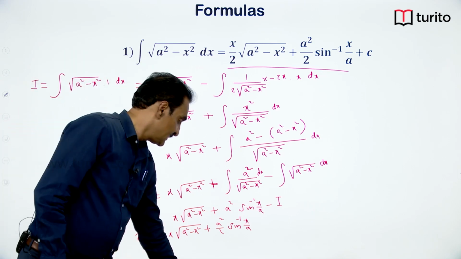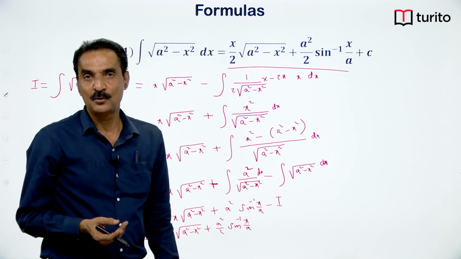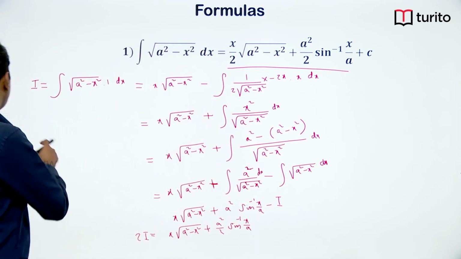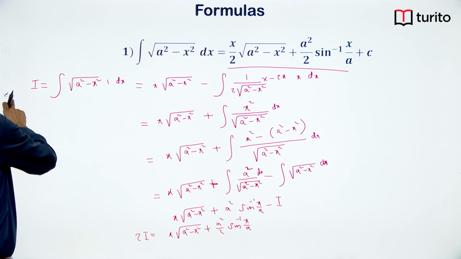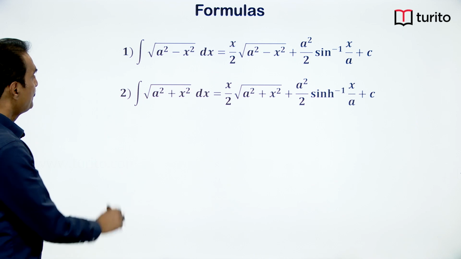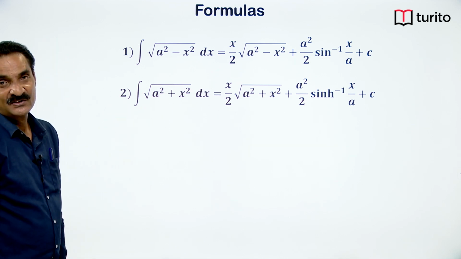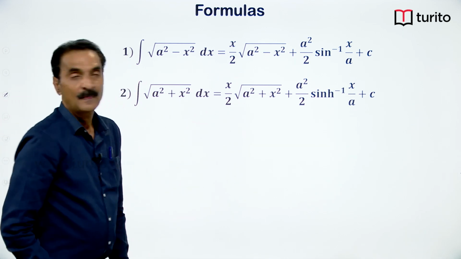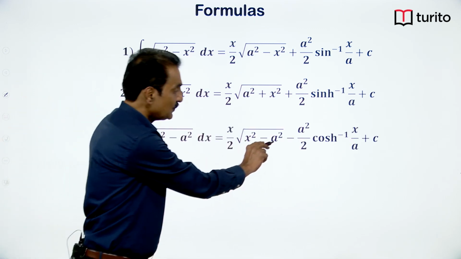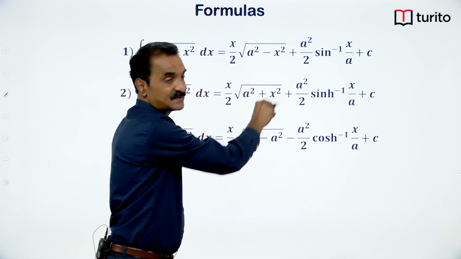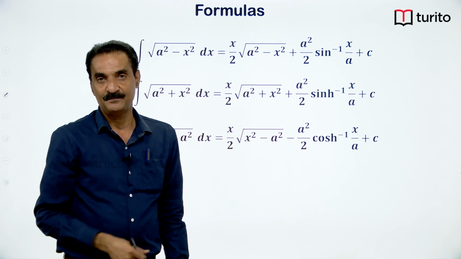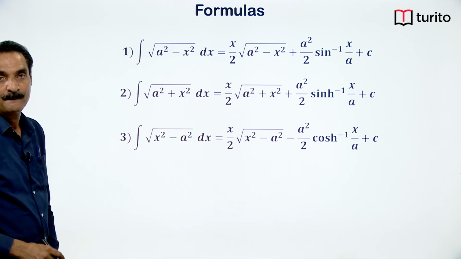Similarly, we have proved two more similar results by trigonometric substitution. Those two results are integral root over a square minus x square dx is this, and integral root over x square minus a square is this. Observe, only this will have a minus sign, the remaining two are plus. These two also can be proved by integration by parts. You try to prove these two.